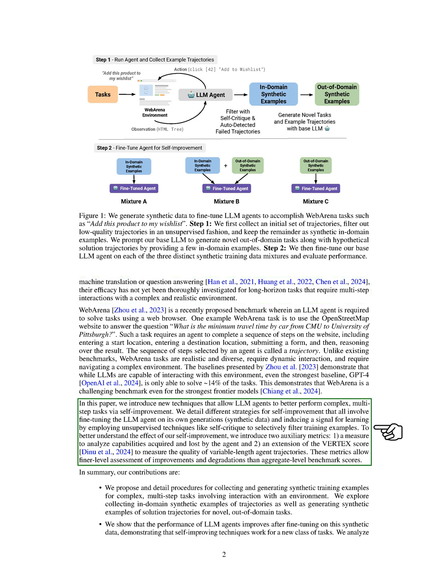To address this gap, we introduce new techniques to help LLM agents tackle complex tasks more effectively through self-improvement. These techniques involve fine-tuning the model on its own generated data and using unsupervised methods like self-critique to filter training examples. We introduce two new metrics to evaluate the impact of self-improvement, one to analyze the model's acquired capabilities and another to assess the quality of variable-length agent trajectories.